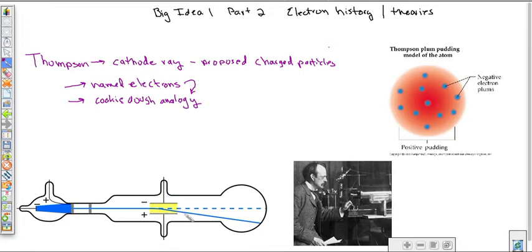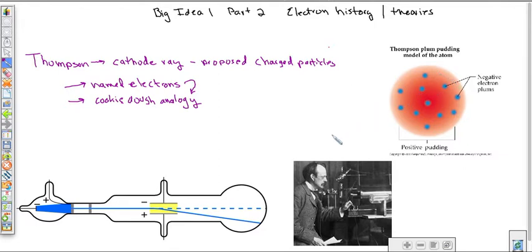And those things, they deflected toward the positive side. And you see, this is the beam of electrons, and it's going to follow the positive side, which means that it's negative in charge itself because it's attracted to the positive side. He sort of came up with an idea for the electron as looking like a plum pudding or a cookie dough analogy. And so the idea was that you had this kind of blob, and throughout it were these electrons that were sort of stuck in this pudding model.